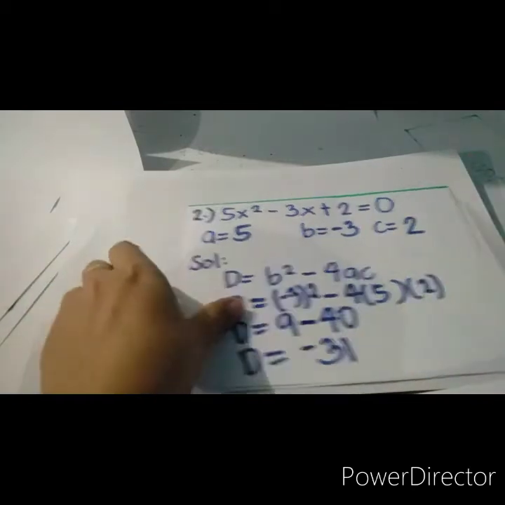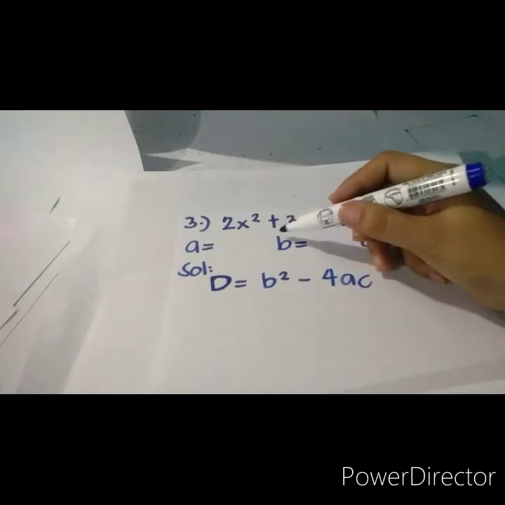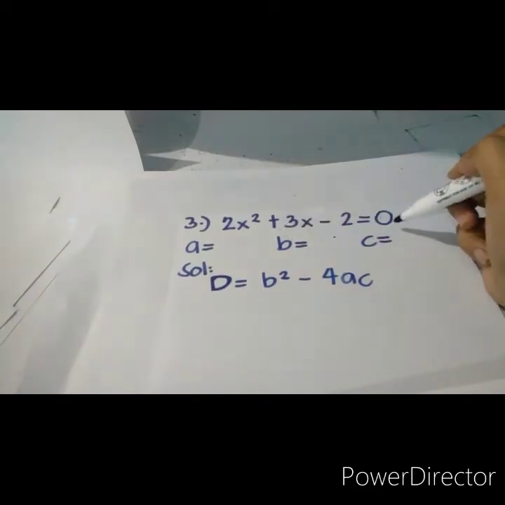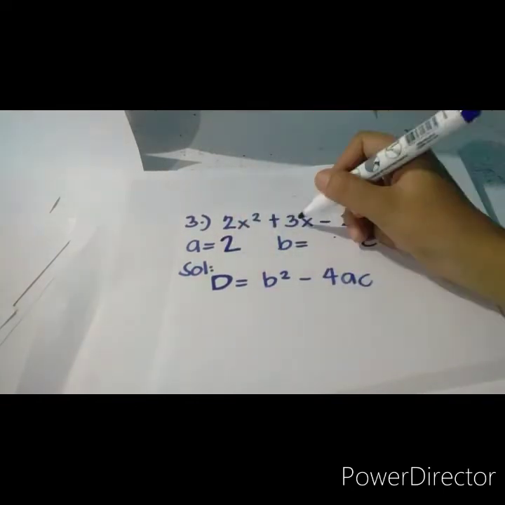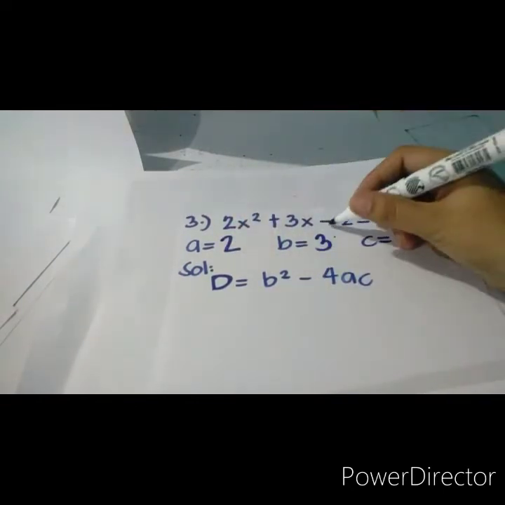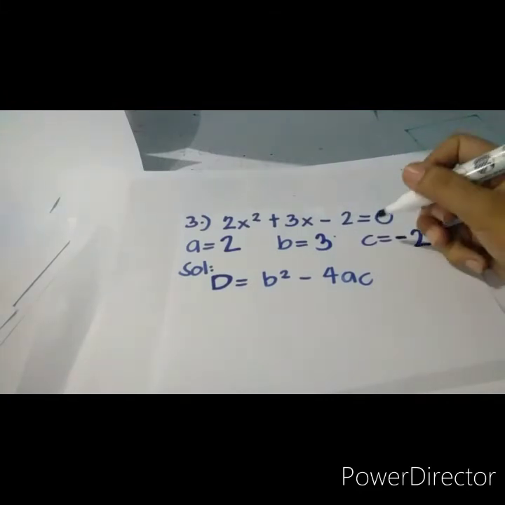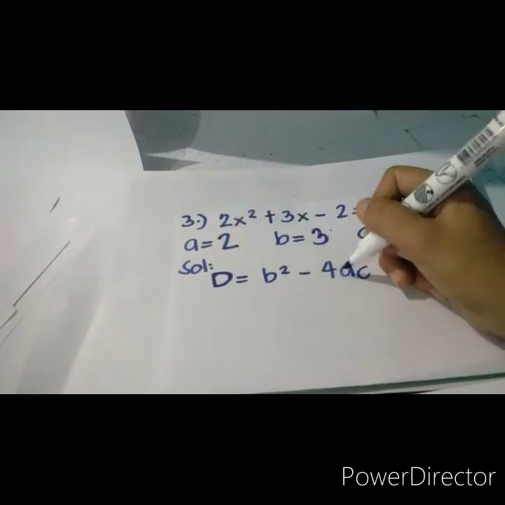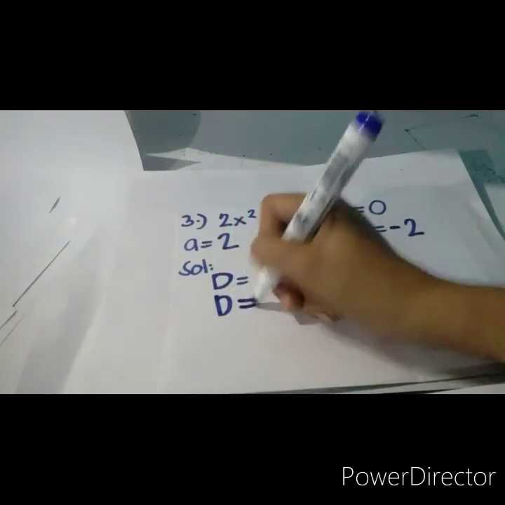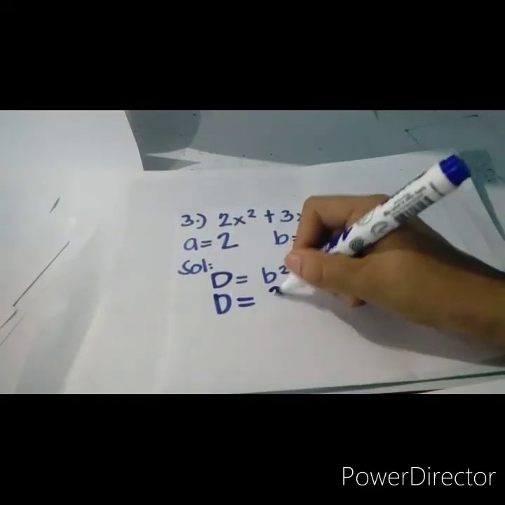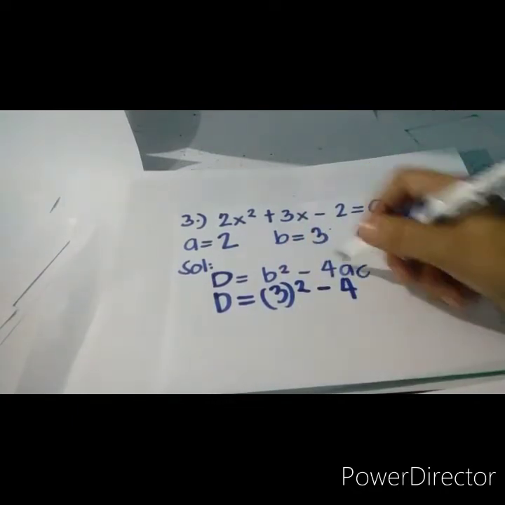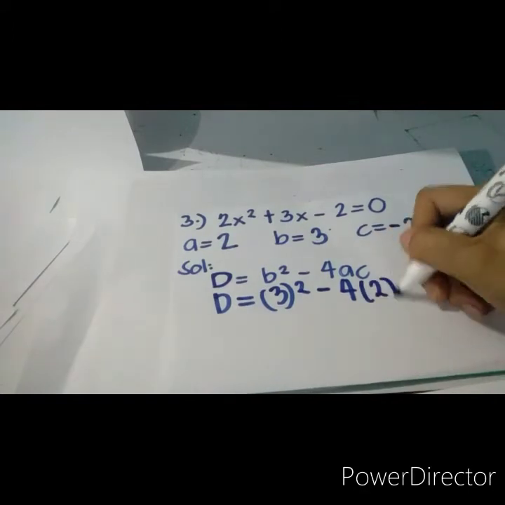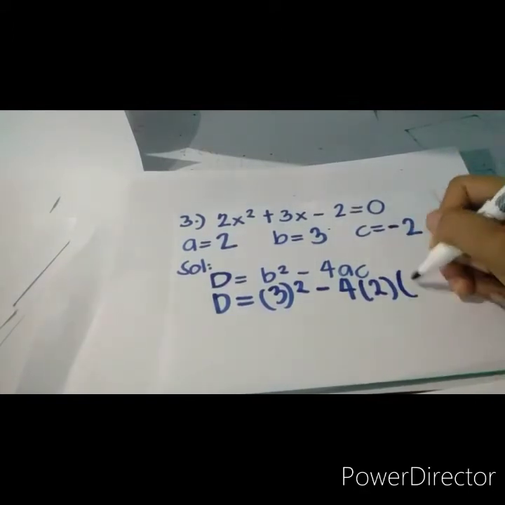Okay, we'll have another one. Number 3: you have 2x squared plus 3x minus 2 equals 0. What is the value of a here? That is 2. The value of b is 3, and the value of c is negative 2. After that, substitute again in the formula. So you have D is equal to, our b is 3, so you have 3 squared minus 4, our a is 2, and our c is negative 2.